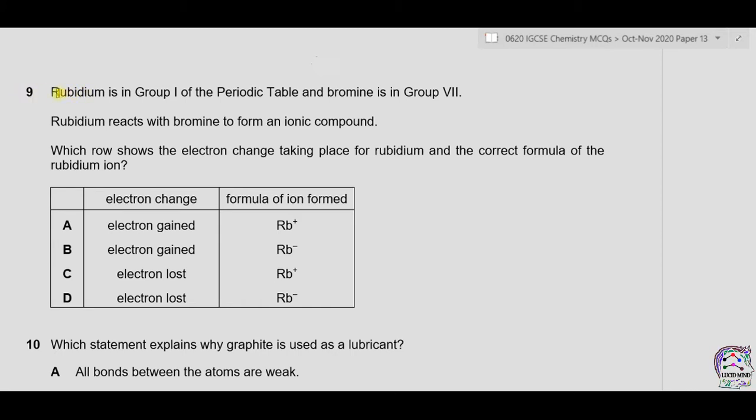Question 9. Rubidium is in group 1 of the periodic table and bromine is in group 7. Rubidium reacts with bromine to form an ionic compound. Which row shows the electron change taking place for rubidium and the correct formula of the rubidium ion?